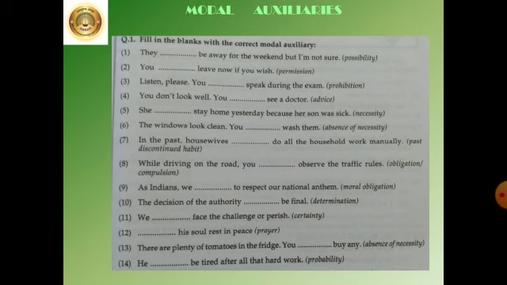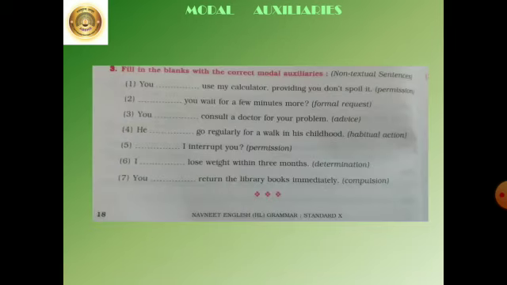Got it? Next one: permission. For permission, two auxiliaries are used: can or may. Let's see which one fits here. You dash leave now if you wish. You may leave now if you wish. Understood, students? I want you to do this exercise. Next is another exercise: fill in the blanks with correct modal auxiliaries.